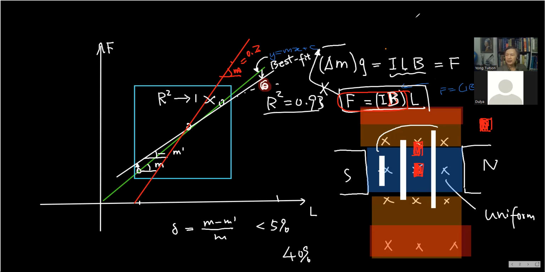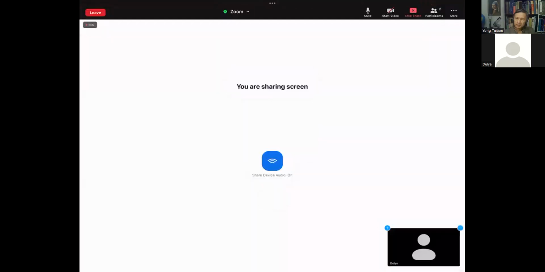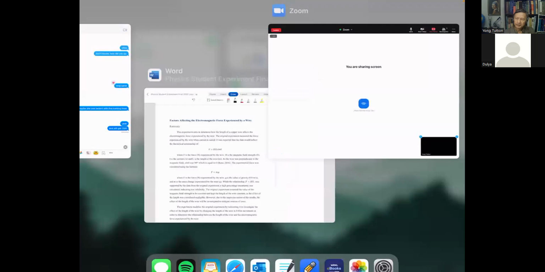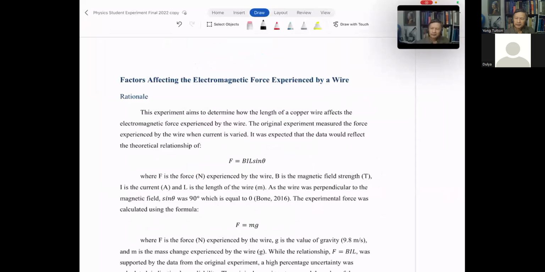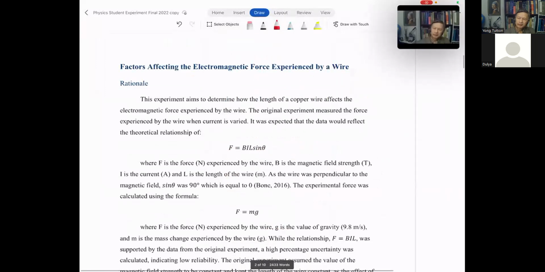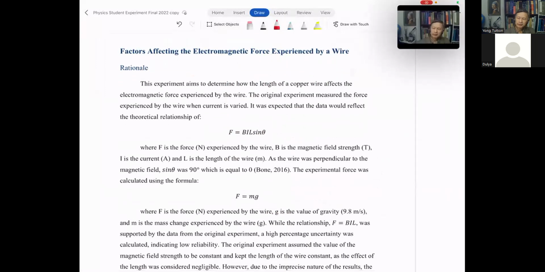Can you go back? Can you show me the beginning? What is the title of this report? Factors affecting the electromagnetic force experienced by a wire. So that is decided as the title, right? Yeah. Magnetic field factor, yes, okay, rationale.